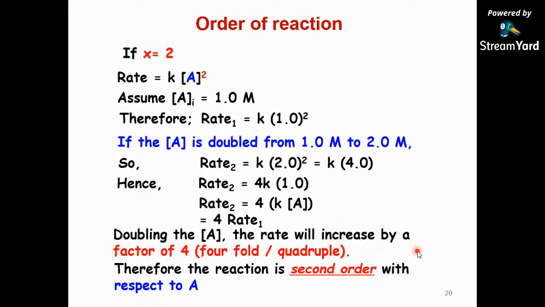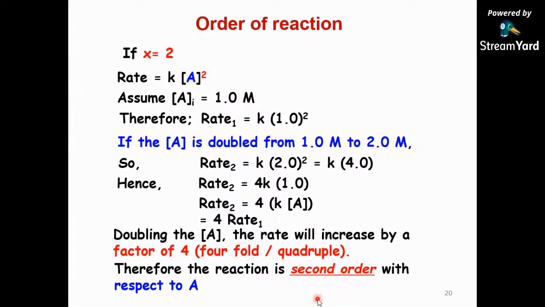How about second order? Second order, based on the order of reaction, is to the power of 2. If this is 1 molar concentration for A, and then you double up, 1 becomes 2, 2 squared is 4, so 4K. This is 4 times the rate if you double the concentration. So doubling the concentration A, the rate will increase by a factor of 4, 4-fold or quadruple. Therefore, the reaction is second order with respect to A.